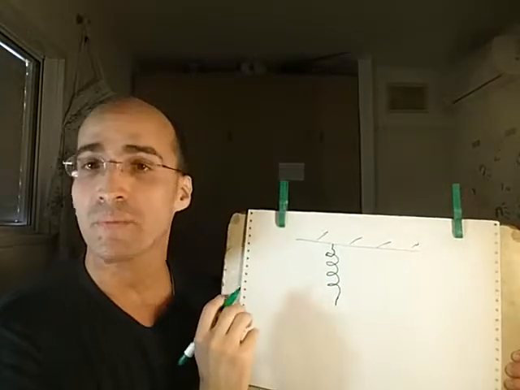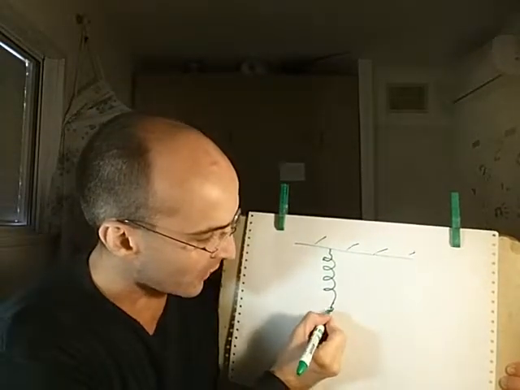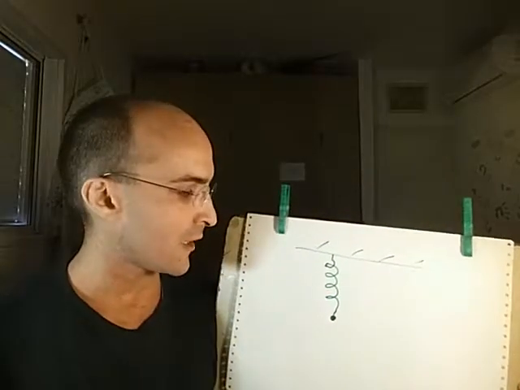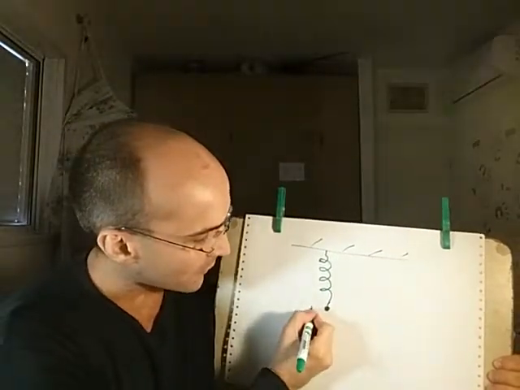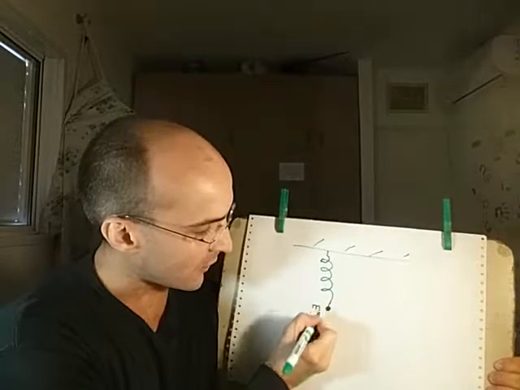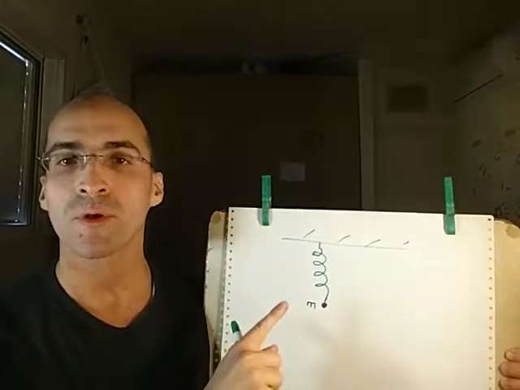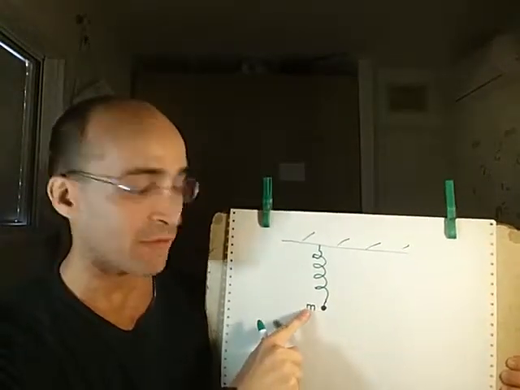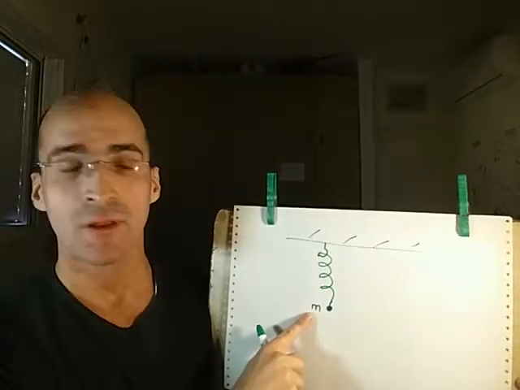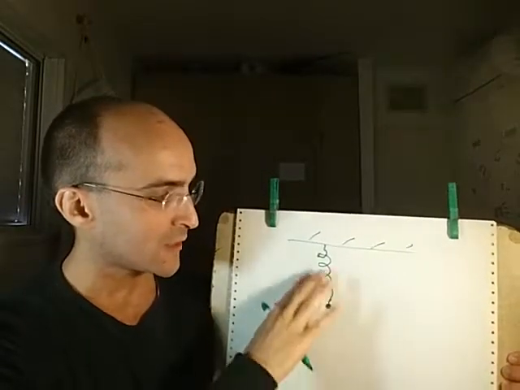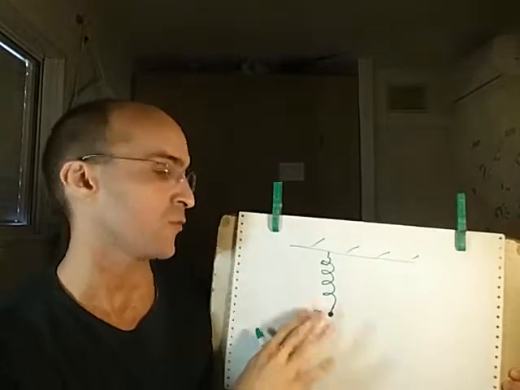we start attaching masses. So let's start with a small mass. And let's say this mass is denoted by the letter little m. And we're going to add masses that are identical to this one. So right now the spring is not moving and the mass is not moving, nothing is moving.